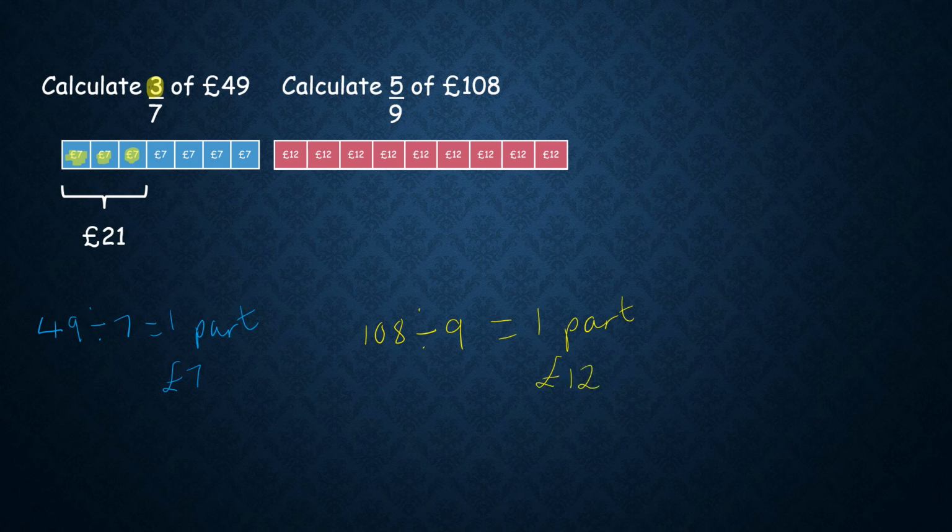And if we look at the top, I'm interested in 5 parts. So 1, 2, 3, 4, 5. And if I add all of those 5 parts together, it's going to give me £60.